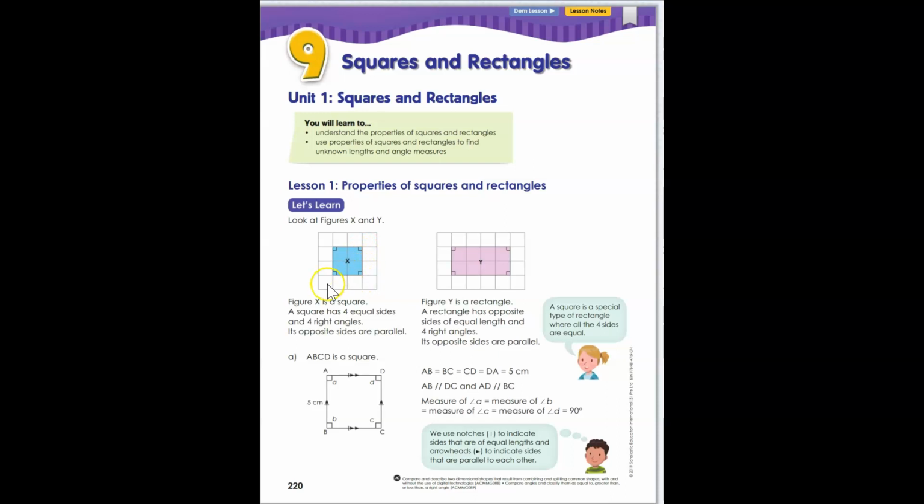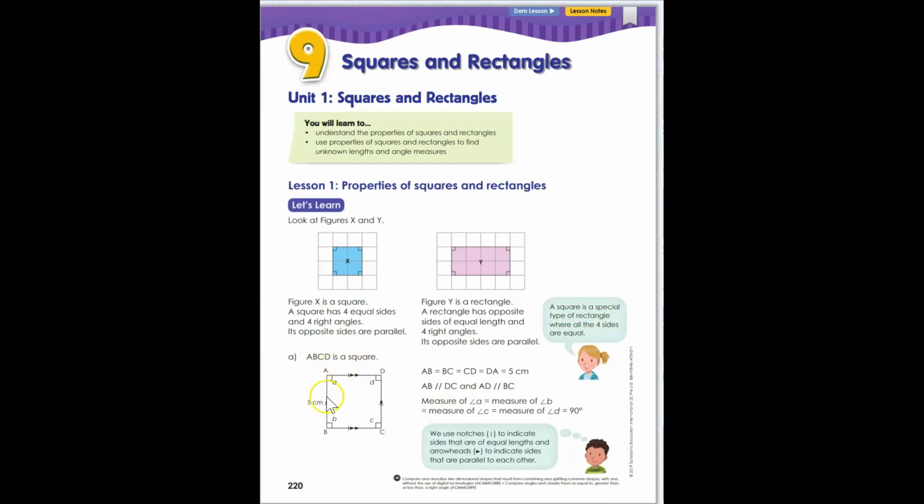A parallel line is a line that is the same distance apart, that will never meet, and it will never form an angle. Figure Y is a rectangle. A rectangle has opposite sides of equal length and 4 right angles. So same thing, it's got 4 right angles like the blue one. The only difference is the length is longer than the width. Its opposite sides are parallel. Tick, tick, tick. What's Lillian over here saying? She's saying a square is a special type of rectangle where all the 4 sides are equal.